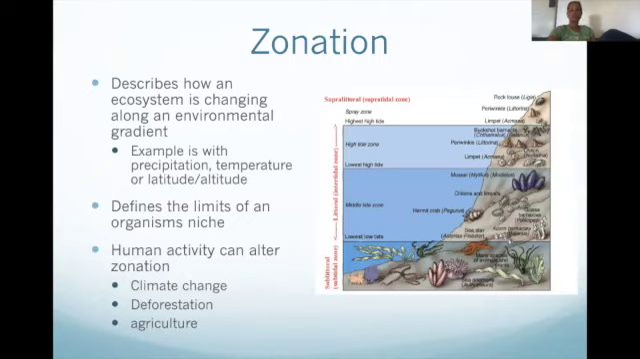Zonation describes how an ecosystem is changing along an environmental gradient. So it could be from low tide to high tide. It could be from sea level to the top of a mountain. It defines the limits of an organism's niche, and human activity can alter the zonation through climate change, deforestation, and agricultural clearing.